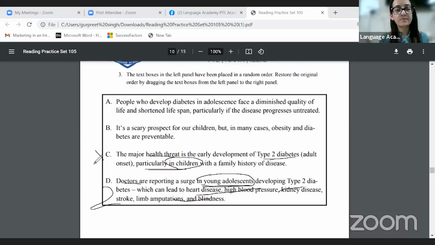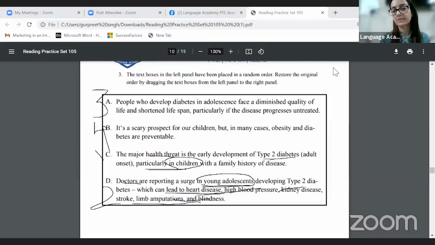And then further explanation, these were the more consequences. People who develop diabetes in adolescence face a diminished quality of life, shortened lifespan, particularly if the disease progresses untreated. This is further explanation. And then in the end, the overall thing, it's very scary for children. But in many cases, obesity and diabetes are preventable. One positivity in this sentence, so it will come at the end because it is different from the other three, which were generally negative, mostly negative. Right? So not many of you have got this correct.